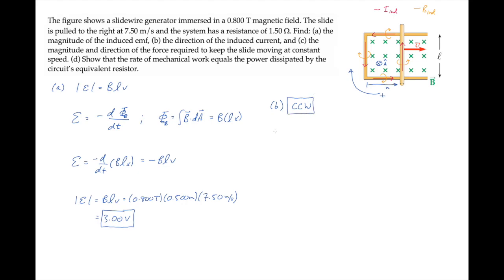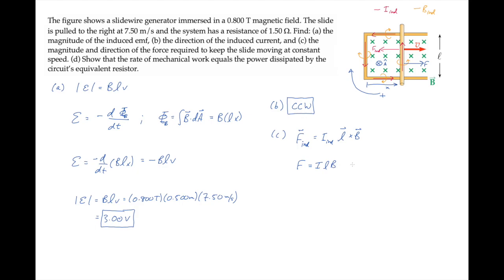Part C asks us to find the magnitude and direction of the force required to keep the slide moving at a constant speed. There are 2 forces to be considered here. The first one is an induced force, and it equals the induced current times L cross B. The L vector is in the direction of the current, so in the slide wire that's directed up, and the right-hand rule crossed into B gives us an induced force to the left. If the slide wire is to be pulled at a constant speed, there must be an opposing force in the opposite direction, to the right, with the same magnitude. L and B are perpendicular, so the magnitude here is ILB.